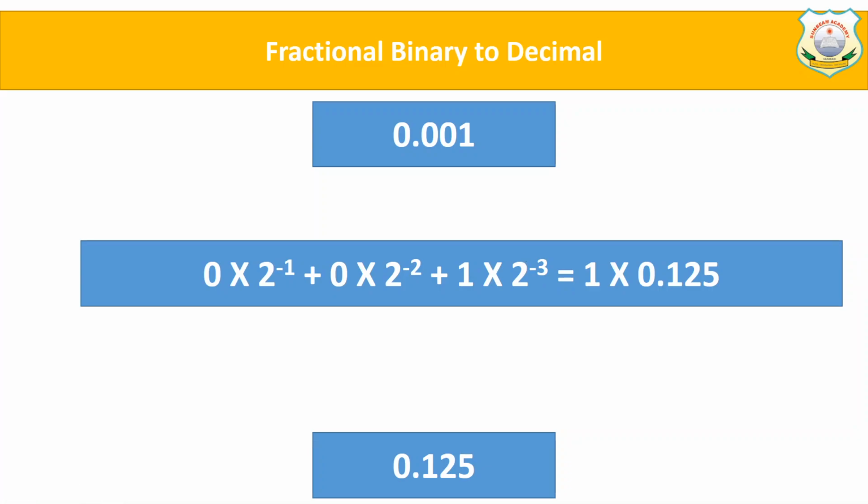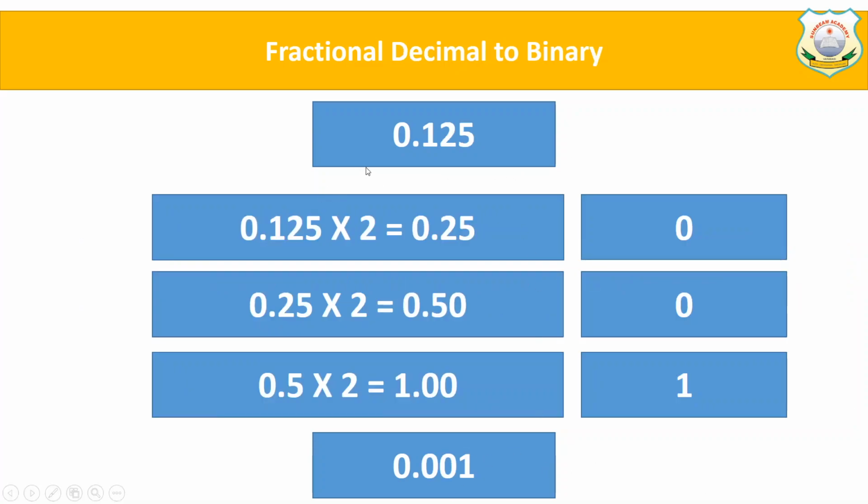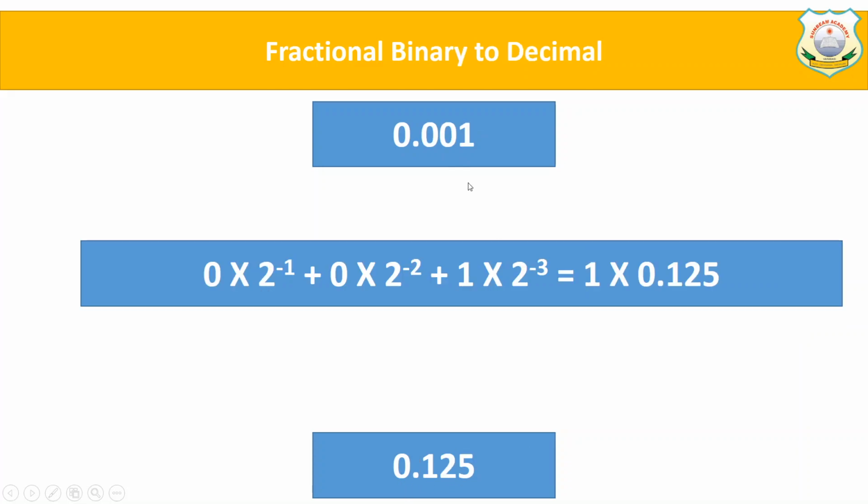Okay, so that is 1 into 0.125, and the answer will be 0.125, children. Final answer. So we got back the same number, isn't it? We converted 0.125 into binary, this was the number, and then we converted the same binary again to decimal, and we got back the same number.